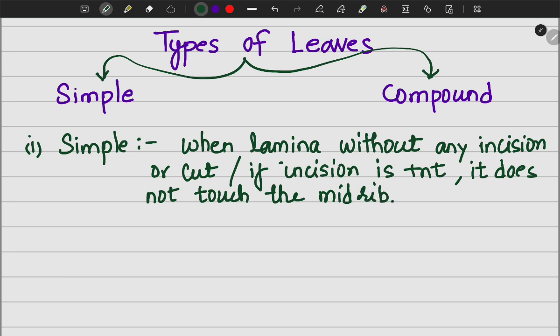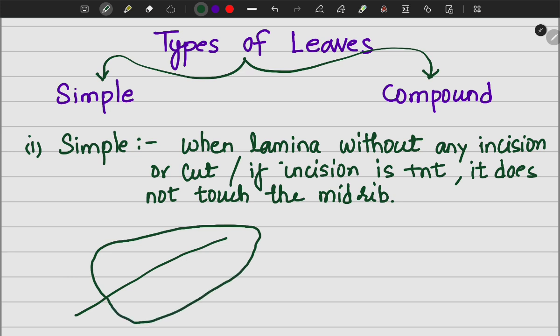Let us understand with the help of a diagram. So suppose this is a leaf, and this is the lamina of the leaf. We can see that the lamina is entire, the lamina is intact, it is not cut in any way anywhere on the leaf. So this is a simple leaf.